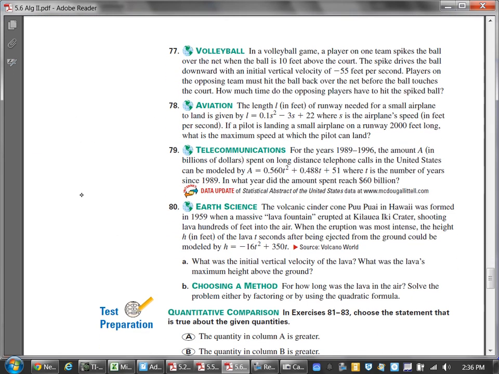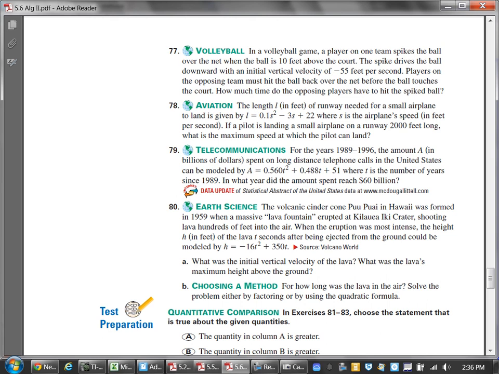The volleyball problem mirrors the same idea of what we just did. The only thing that's different is that the initial velocity is negative, okay? You do the same thing. There's a lot of words there for only needing to know that you're starting 10 feet up and your velocity is negative 55. It's a whole lot of mumbo jumbo for that. So you use the same formula? Yes, sir.